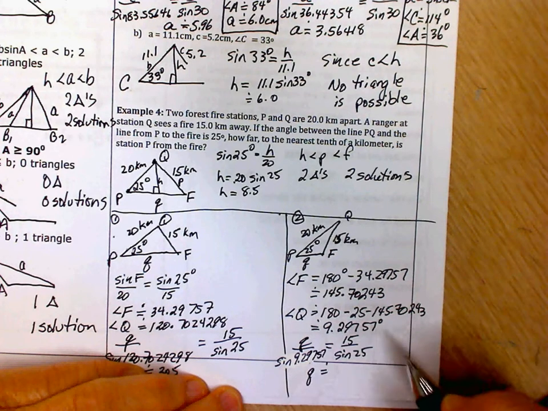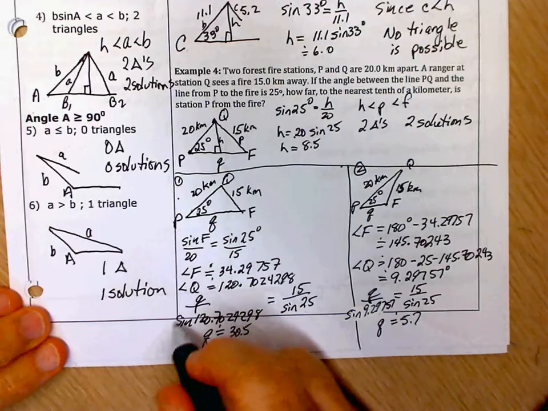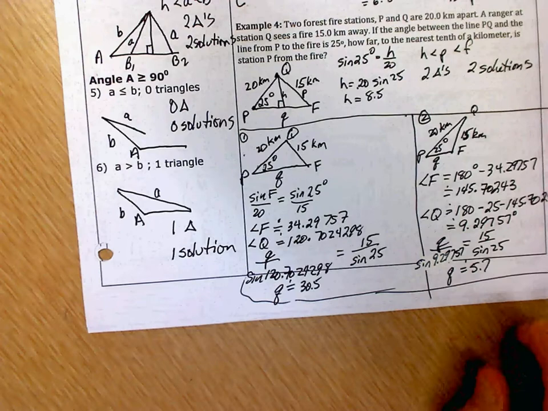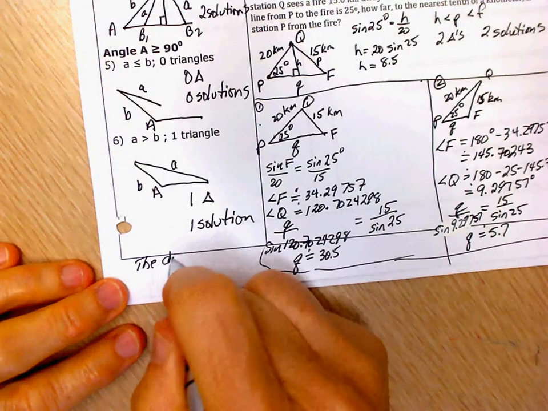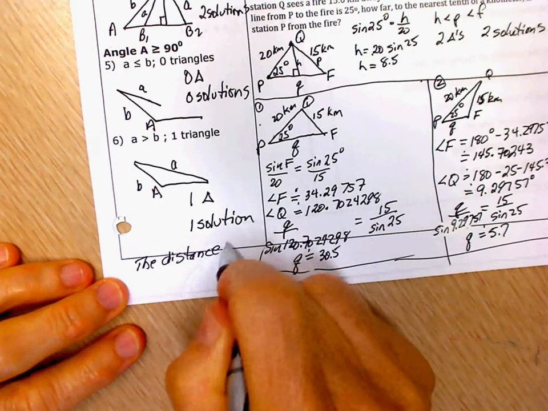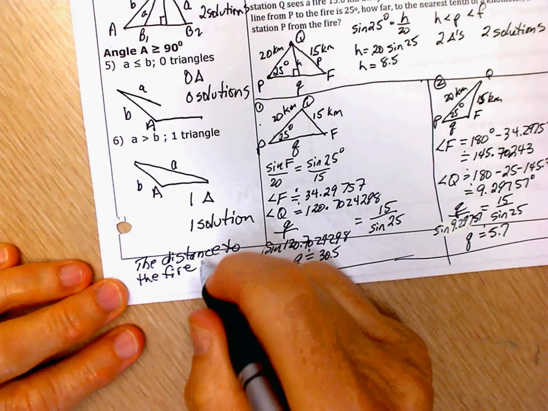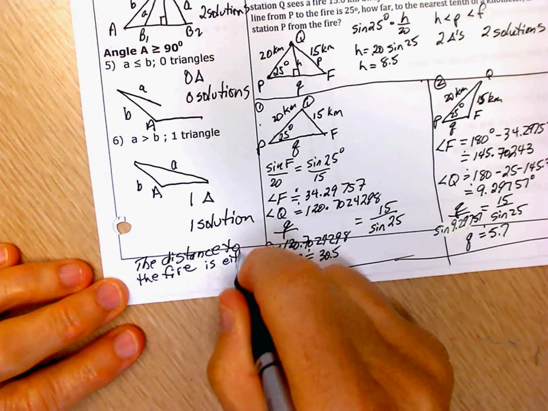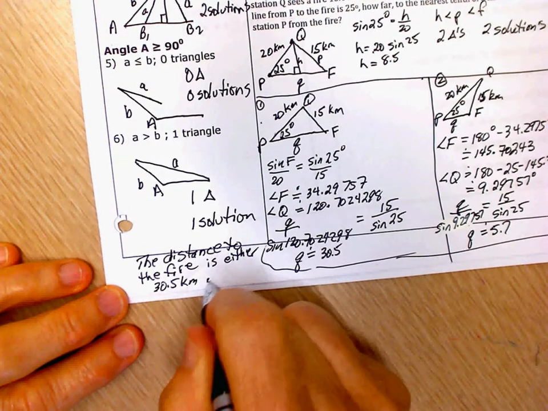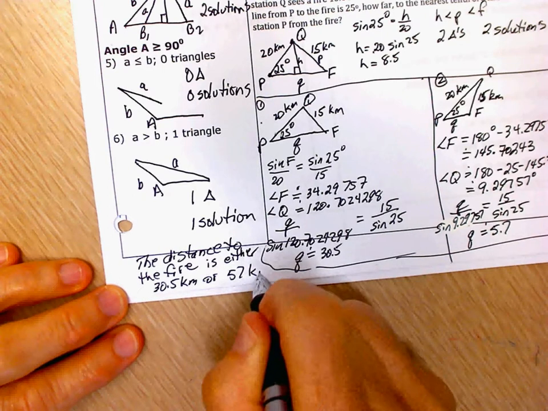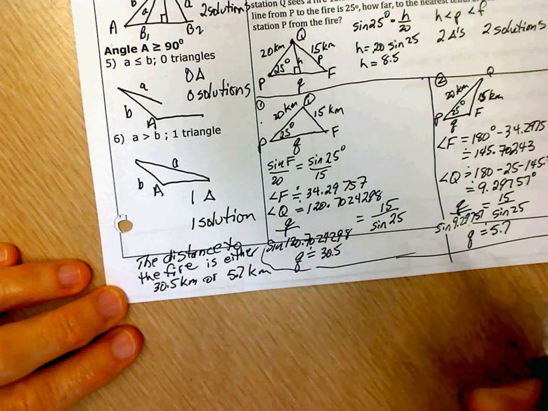Let's write our conclusion. I've run out of space. The distance to the fire is either 30.5 km or, and that should be, 5.7 km. Okay? Ambiguous case, two possible solutions, right? Ambiguous case, we've tested it.